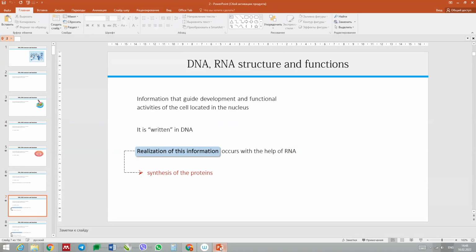What is the meaning of realization of information? When we speak about realization of information, usually we mean synthesis of proteins or development of properties of the body. So we can use both of these concepts. For example, when we study cell and molecular biology, we will mostly speak about realization of genetic information in terms of synthesis of proteins. But when we study genetics, we will speak about realization of genetic information in terms of development of certain properties of the body.